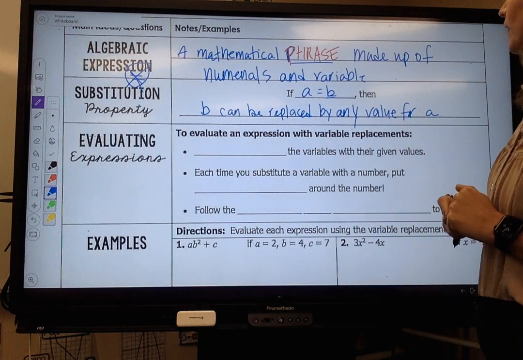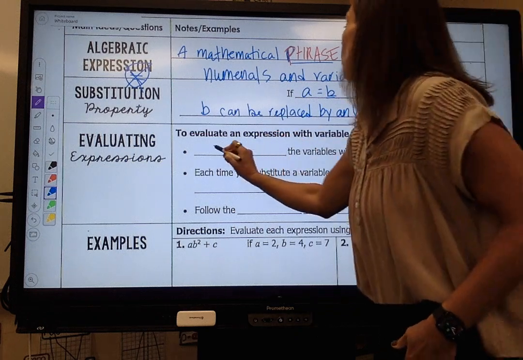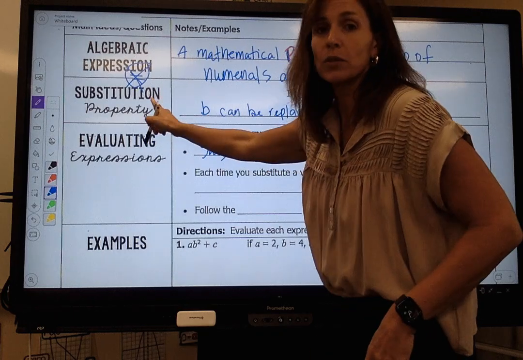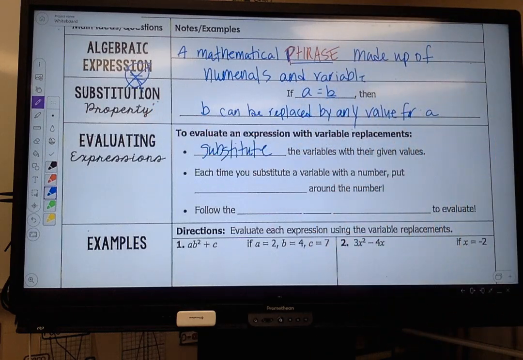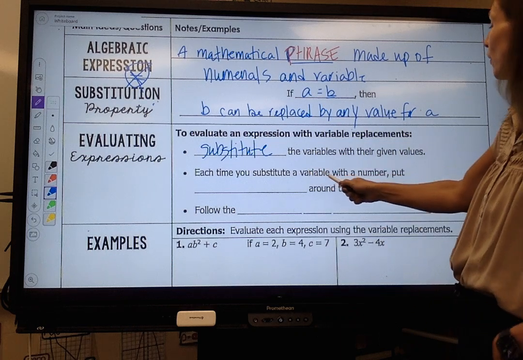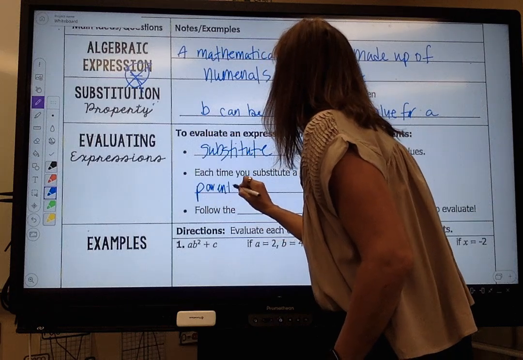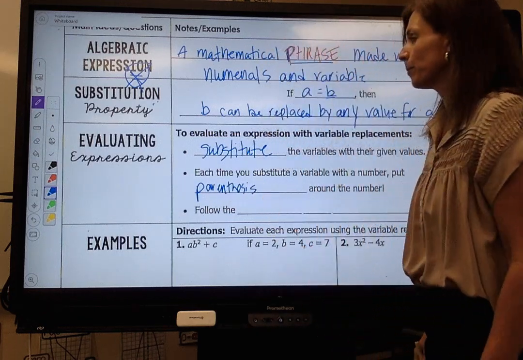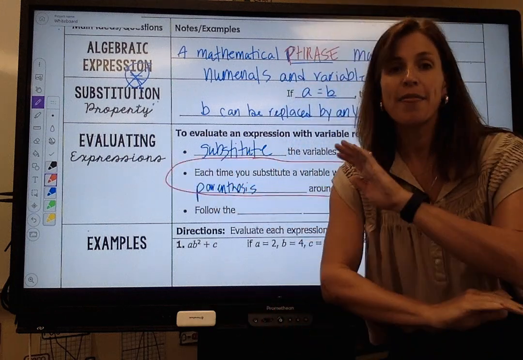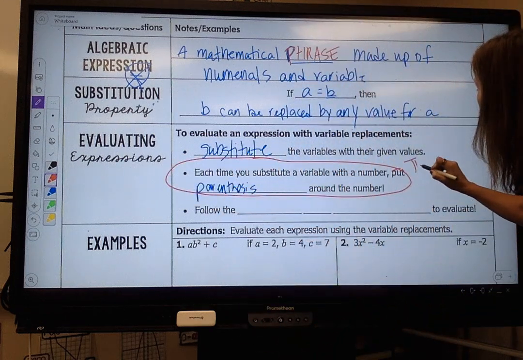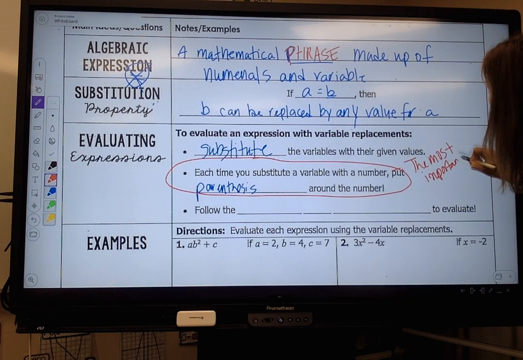All right, evaluating an expression. To evaluate an expression with variable replacements, we substitute, that's why we talked about it, substitute the variables with their given values. Each time you substitute a variable with the number, put parentheses around the number. Now, this right here, the most important rule in algebra.